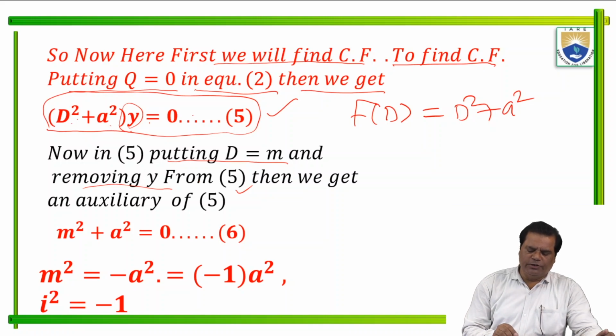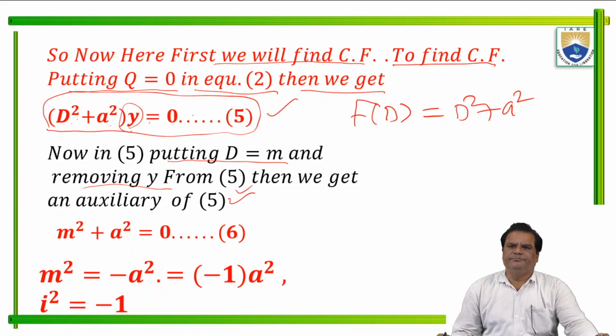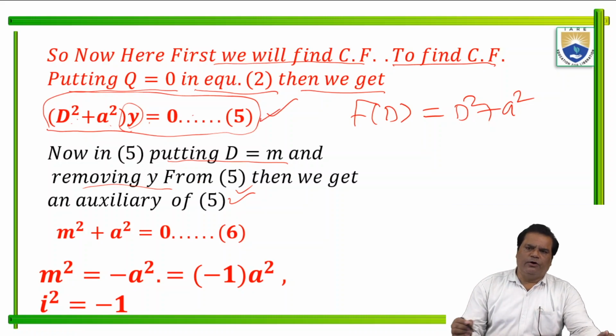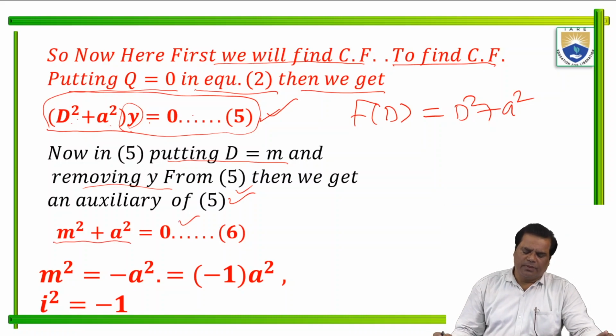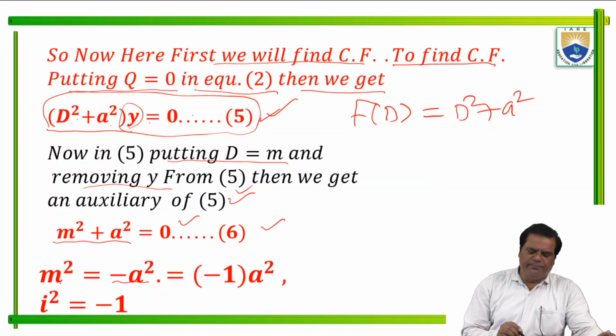Then we get the auxiliary form of 5. This 5 converts into the auxiliary form. So what is the auxiliary form? m square plus a square equal to 0. This is equation 6. So m square equals minus a square, taking a square to the right hand side, where 0 is already there. So 0 minus a square, that is minus a square.